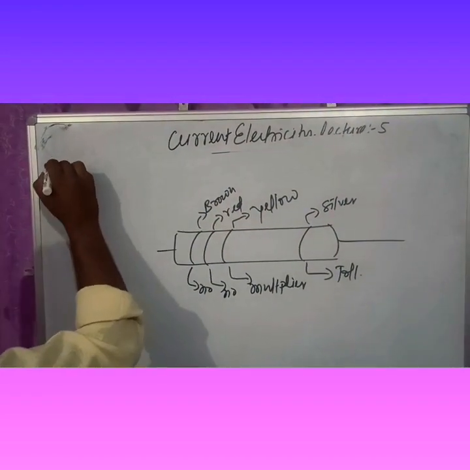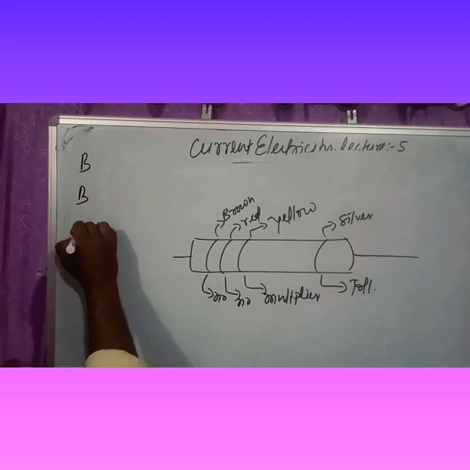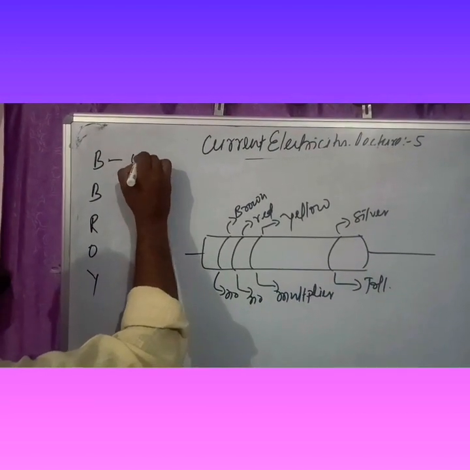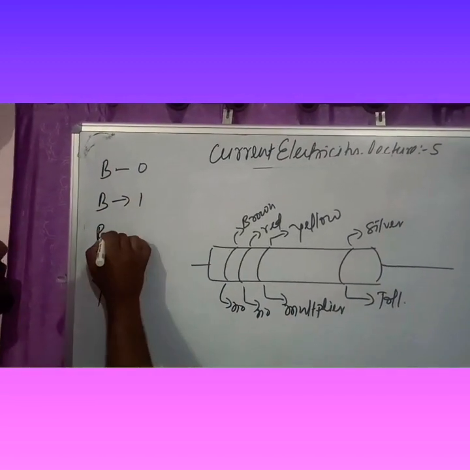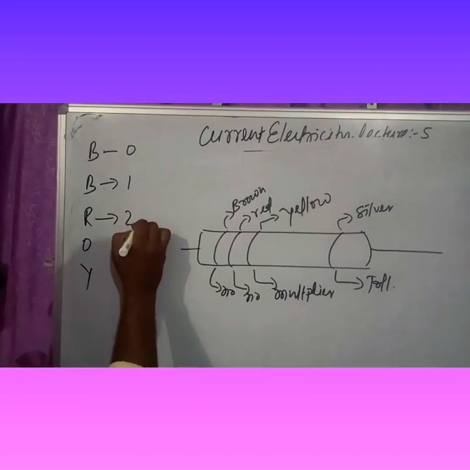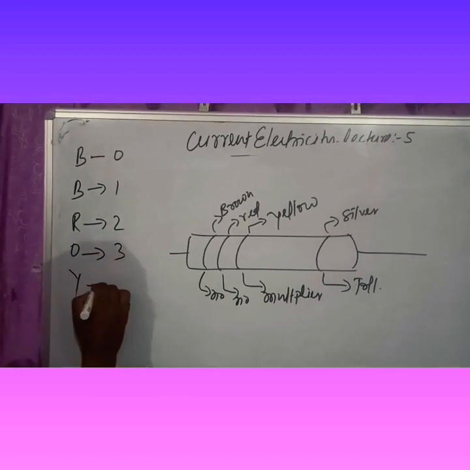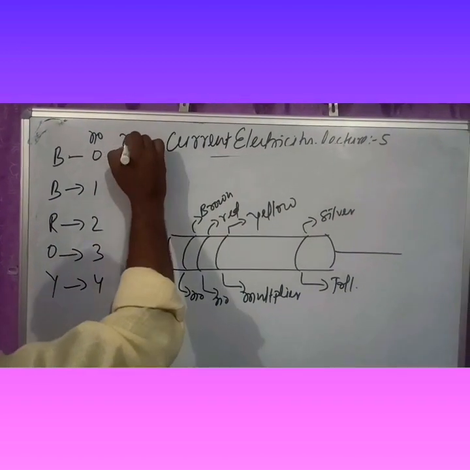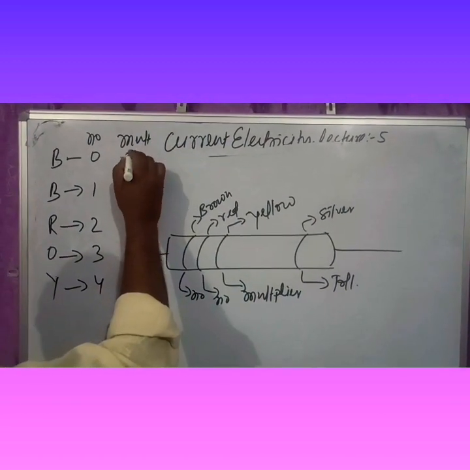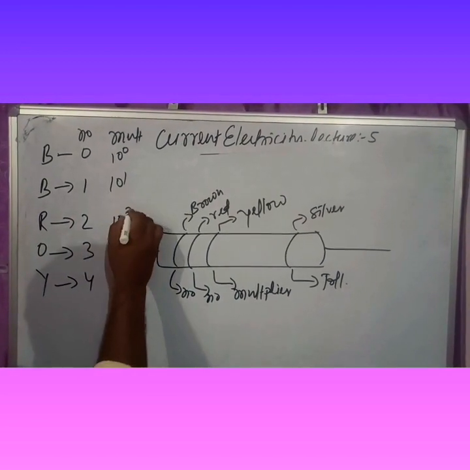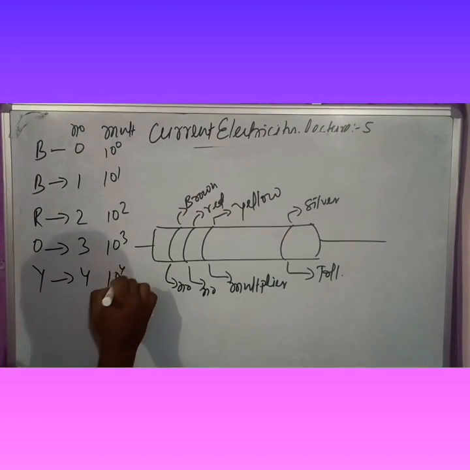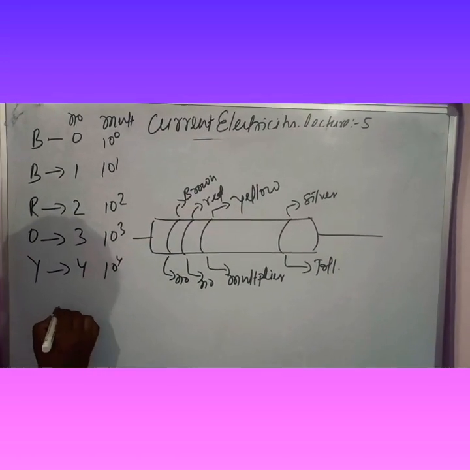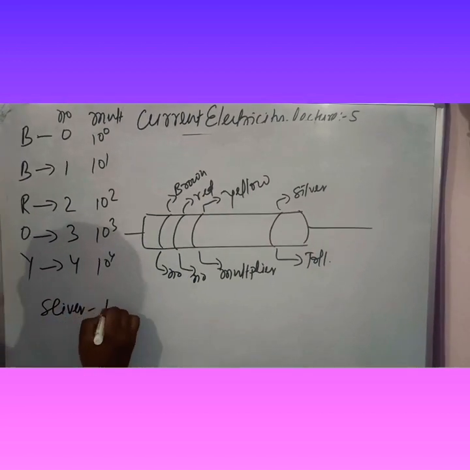So now we have the coding B B ROY. You can write here B for black 0, B for brown 1, R for red 2, O for orange 3, Y for yellow 4. These are the numbers, and the multipliers will be 10 to the power 0, 10 to the power 1, 10 to the power 2, 10 to the power 3, 10 to the power 4. And we know that the tolerance of silver will be 10%.